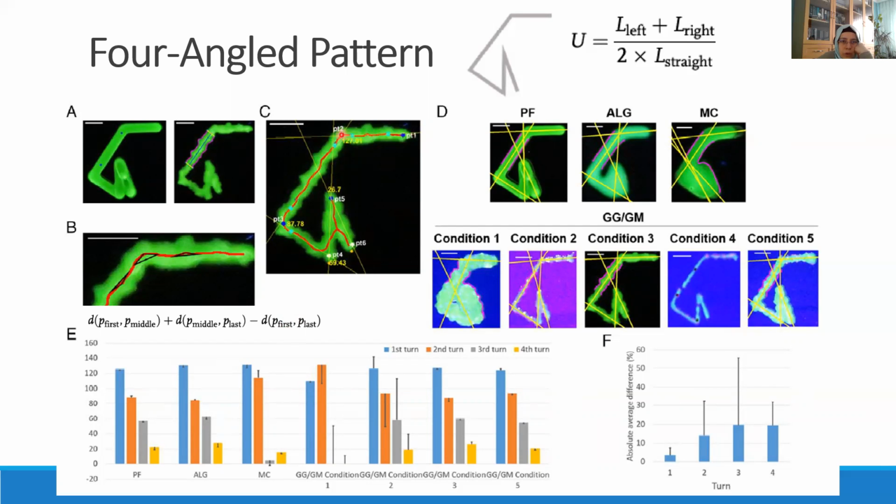And we determine all of these turn points and end points, and then we fit lines to each side of the shape and calculate the angle between these lines. The magenta lines show the segmented, evaluated segment of the filament. Yellow lines show fitted lines to each side of the top view of the four-angled pattern created by different types of bioinks and printing conditions. White lines show a scale bar of 2 millimeter.